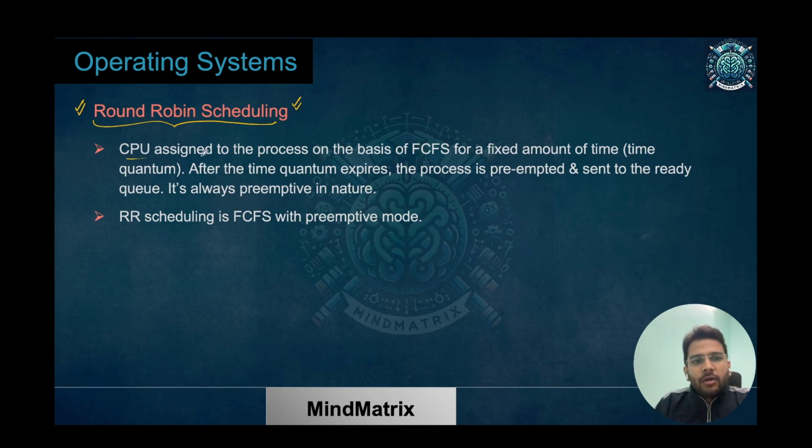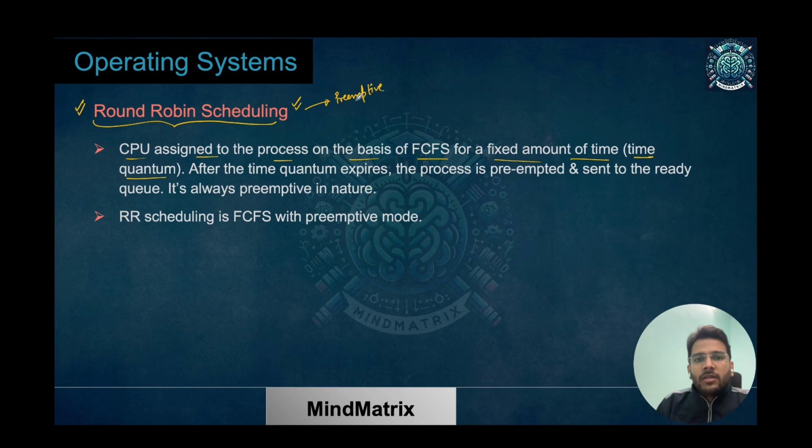CPU is assigned to the process on the basis of first come first serve, but for a fixed amount of time, that is time quantum. So if you remember, in first come first serve we just simply schedule the process, and that is non-preemptive in nature. So whichever process arrives first in the ready queue, we are going to schedule that process first. It is also based on FCFS, but here it is preemptive.